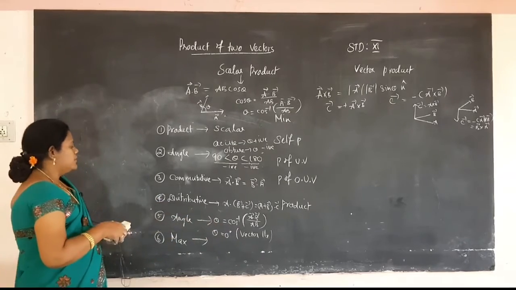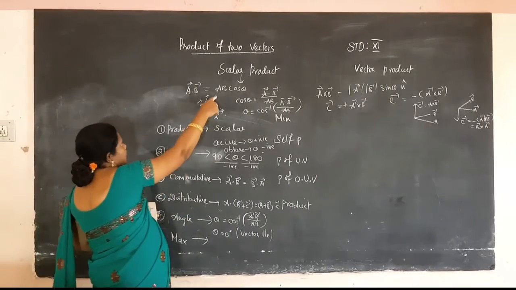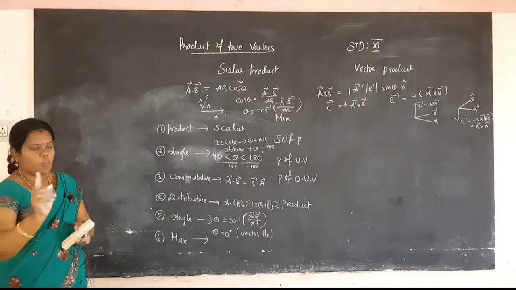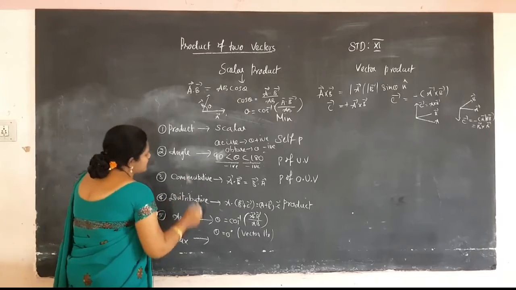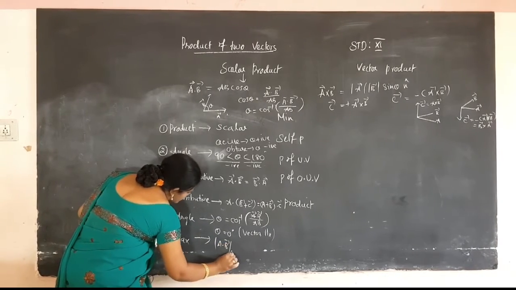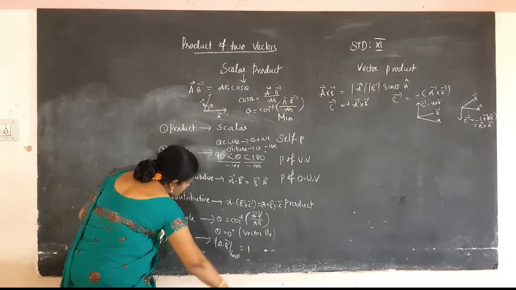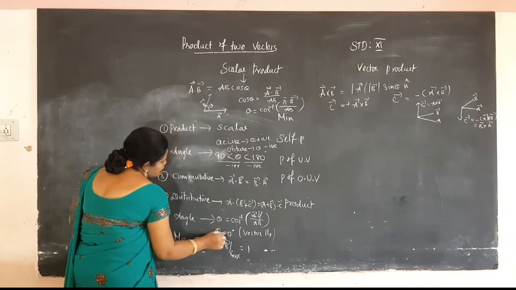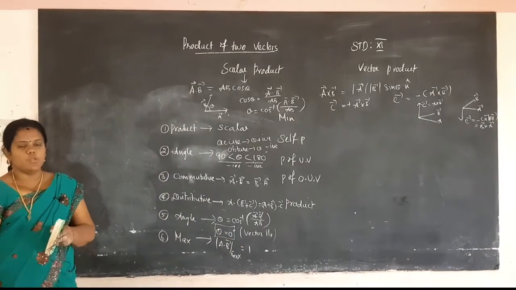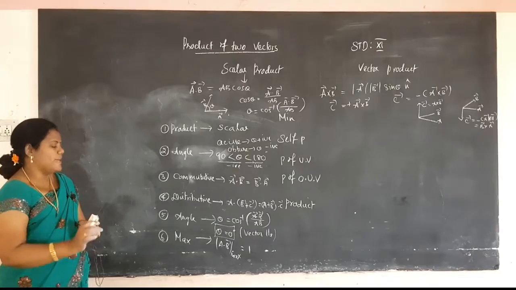Then we substitute 0 in this formula. A dot B is equal to AB cos 0, and cos 0 value is 1. So the resultant A vector dot B vector will be maximum at the angle of 0. So at the angle of 0, the scalar product of two vectors is maximum.